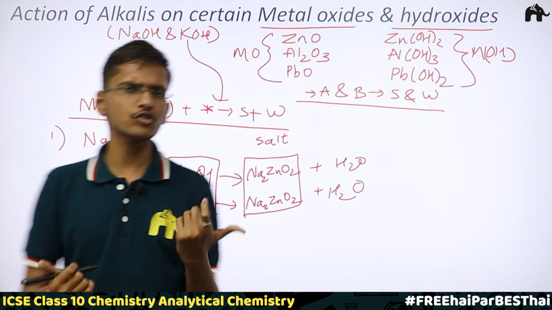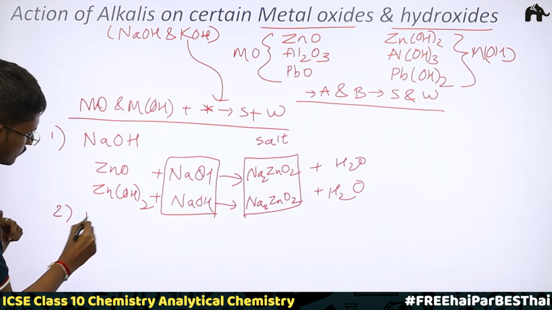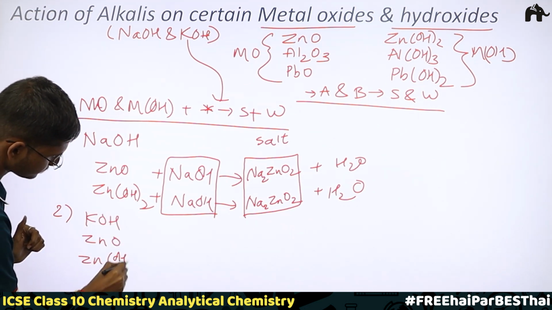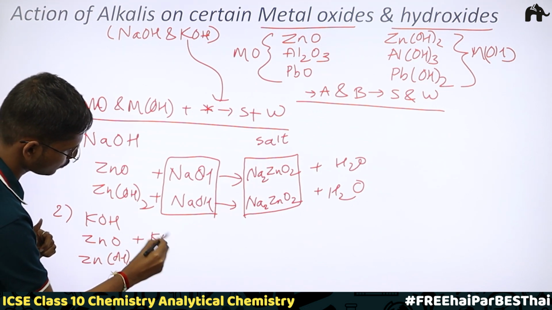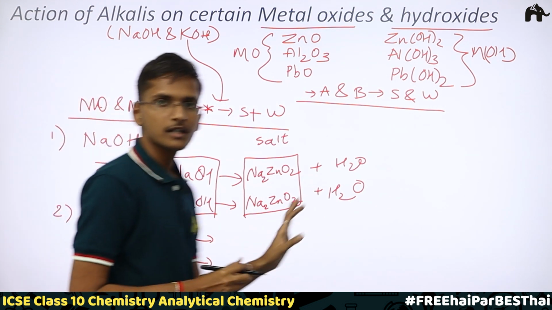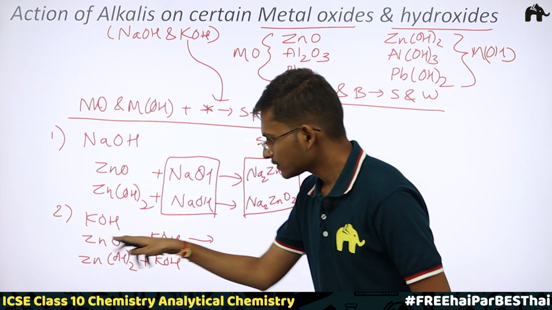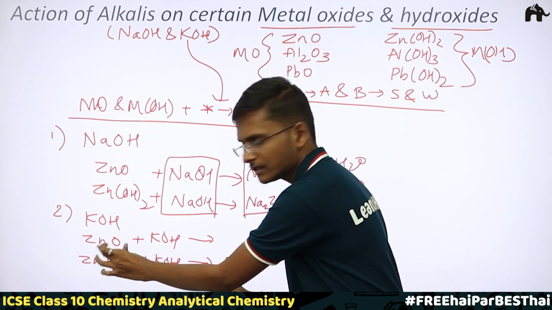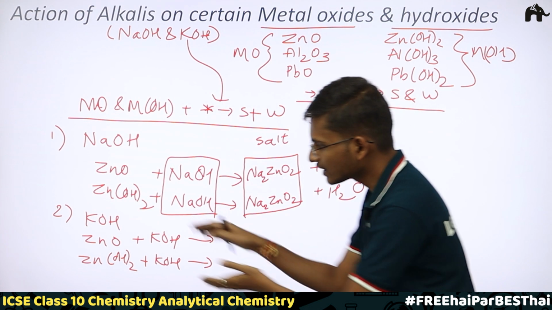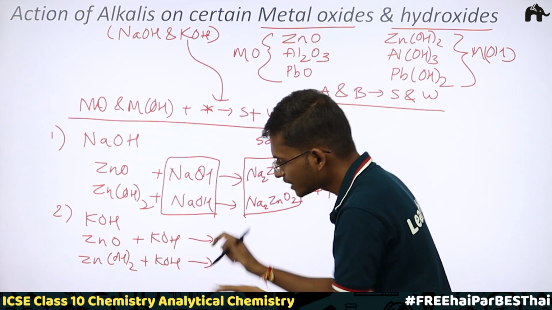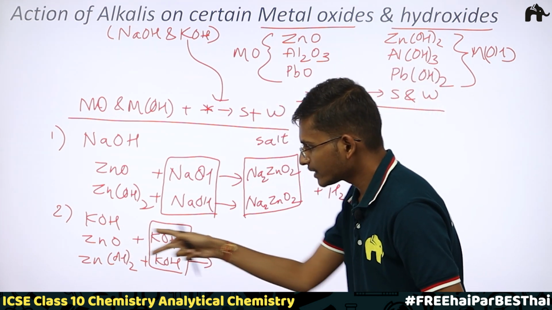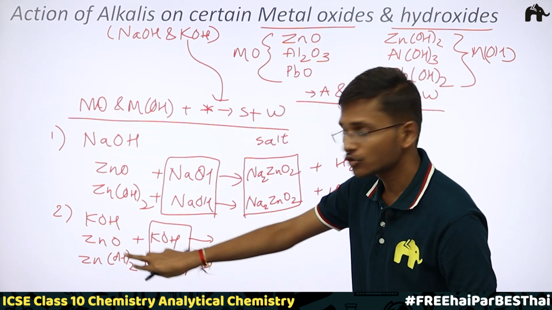Same way we are going to see the action of KOH. How would KOH act on them? So see, zinc oxide, zinc hydroxide, KOH. Now same trick we will apply. What I have said to you: if we are given a metallic oxide and metallic hydroxide, and we are treating them with the same reagent, that particular metallic oxide and metallic hydroxide should be of the same metal.